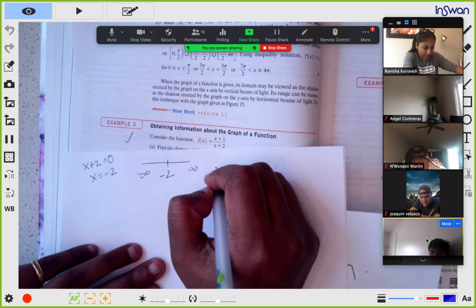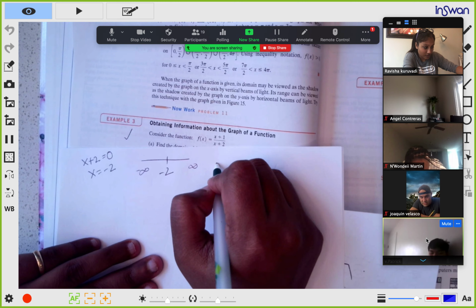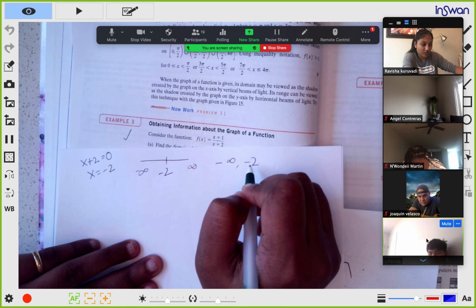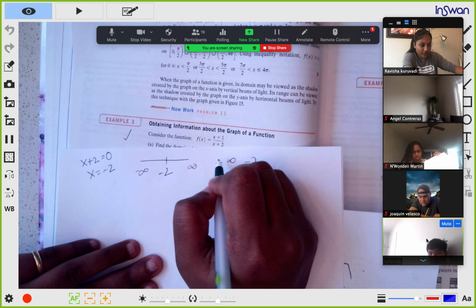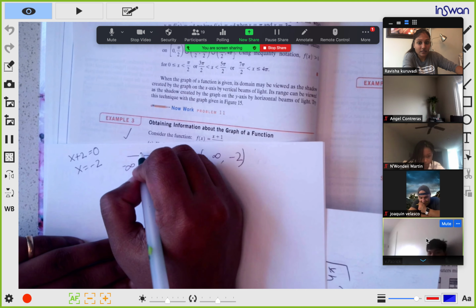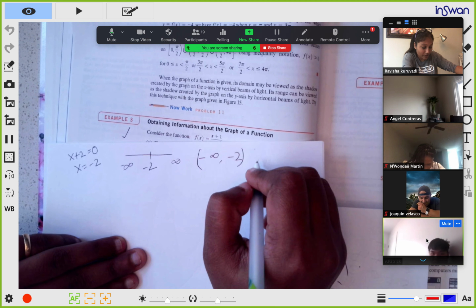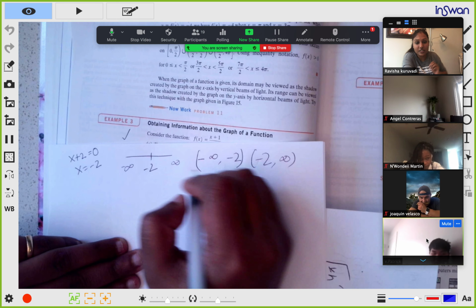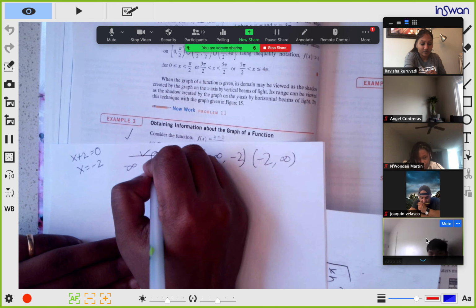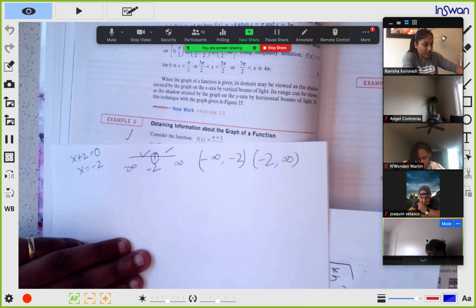Yeah, you're correct. Negative infinity to -2. And what kind of brackets? Open. Okay. Is there any other? Yes, union, then -2 to infinity. See, only these are those two intervals, right? Yeah. And -2 is not included. Okay, perfect. You got it.